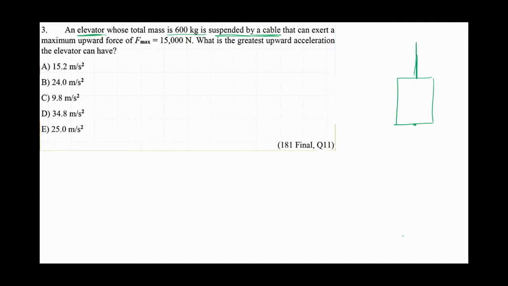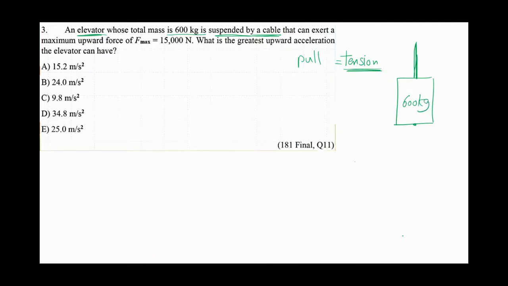This elevator is suspended by a cable. Of course, this cable has a force. The force in the cable, we usually call it tension force. Tension, it's like pull force. شد أو سحب. But in engineering we call it the tension force. قوة الشد.